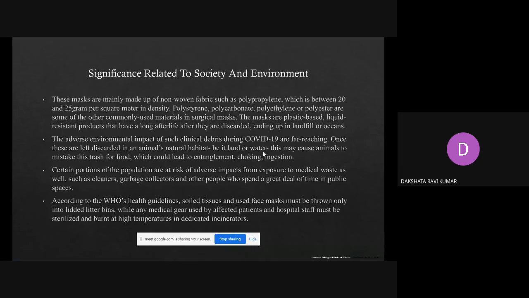And then, according to the World Health Organization's health guidelines, soiled tissues and used face masks must be thrown only into lidded litter bins, while any medical gear used by affected patients and hospital staff must be sterilized and burnt at high temperatures in dedicated incinerators. So basically, in our project also, when we collect the masks, we keep them in lidded bins for at least 72 hours before we even start the process, as 72 hours is the saturation time. Hence, we are abiding by the guidelines given by the World Health Organization.